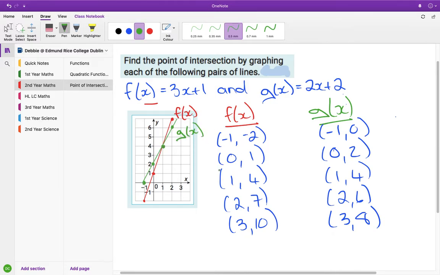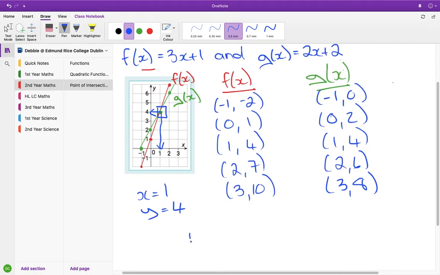Okay, so you can probably figure out as I was going through that, but the point of intersection is here, and that's x equals 1 if I go straight down here to 1, and it's y equals 4 if I go across there. So we always write that as a point of intersection. You put the x bit first and the y bit second.